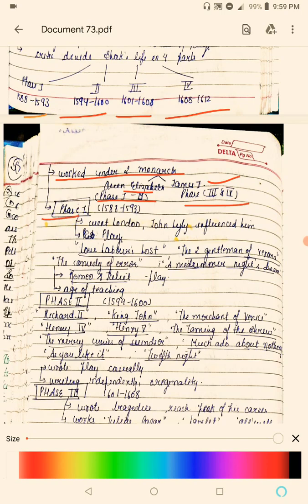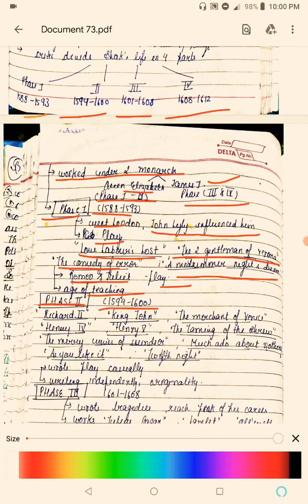So let's discuss the first phase of Shakespeare's life. The time period of the first phase was 1588 to 1593. During that time he went to London. John Lyly influenced him, and he wrote plays like Love's Labour's Lost, The Two Gentlemen of Verona, The Comedy of Errors, A Midsummer Night's Dream, Romeo and Juliet, which was a play, and at that time it was the age of teaching. The second phase is 1594 to 1600.